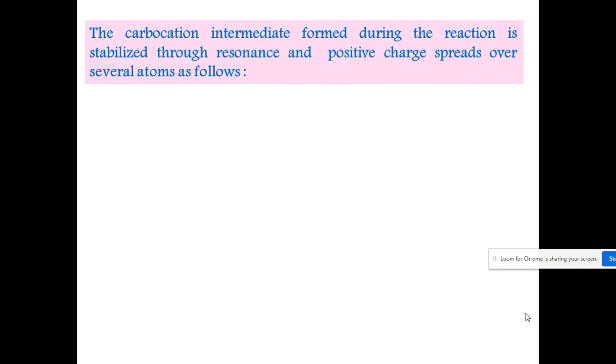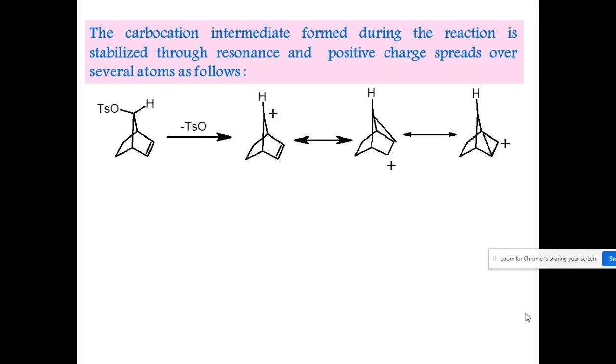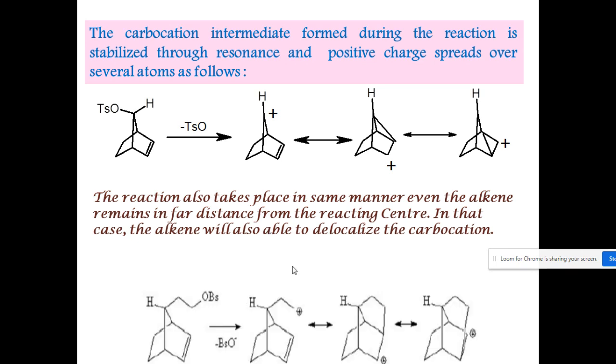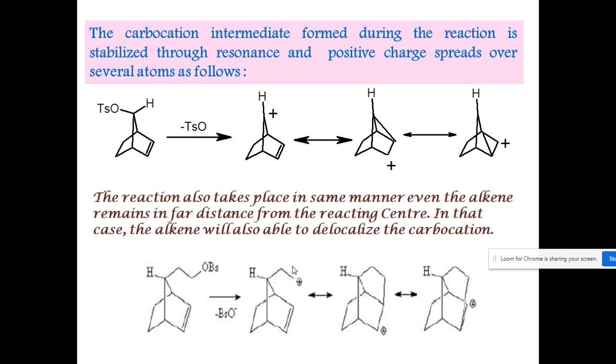The carbocation intermediate formed during the reaction is stabilized through resonance, and the positive charge spreads over several atoms as follows. The reaction also takes place in the same manner even when the alkene remains at a far distance from the reacting center. In that case, the alkene will also be able to delocalize the carbocation.